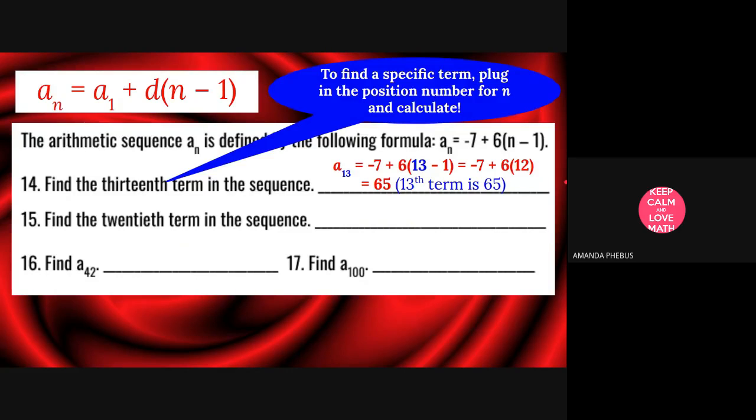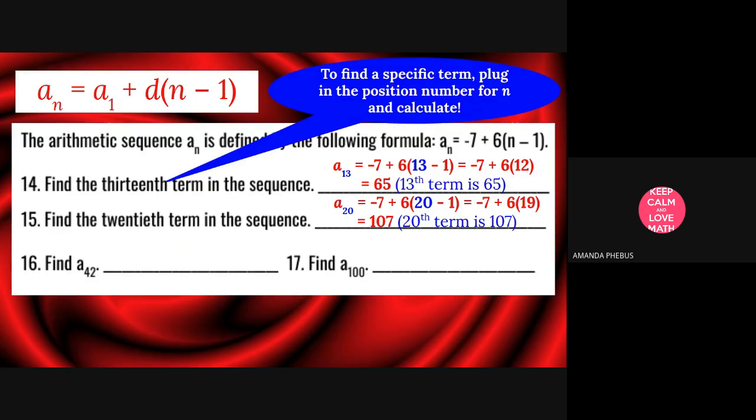So anytime they want you to use the explicit rule to find a specific term, you are just plugging that value in for n, and of course you're following the order of operations. So number 15, the 20th term, we're going to plug in 20. 20 minus 1 is 19. 19 times 6 plus a -7 is 107. So the 20th term is 107.